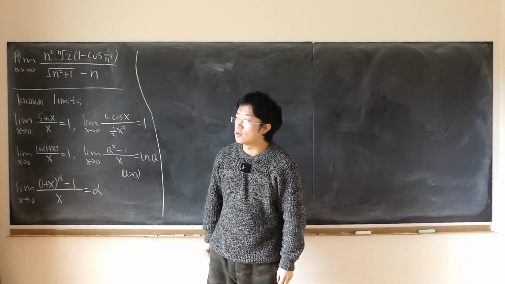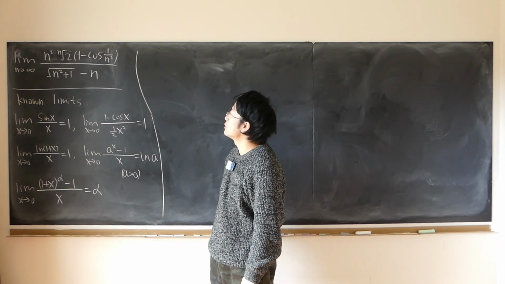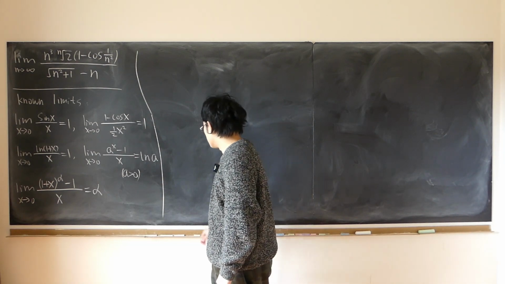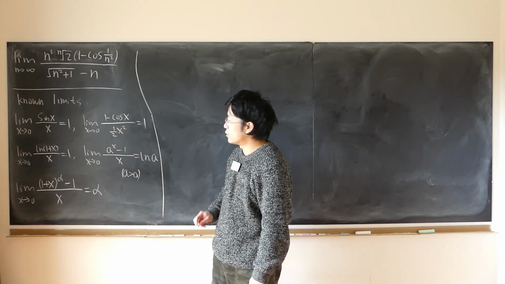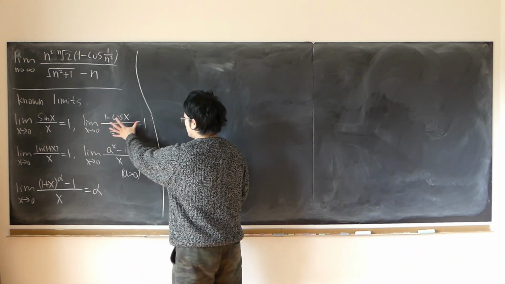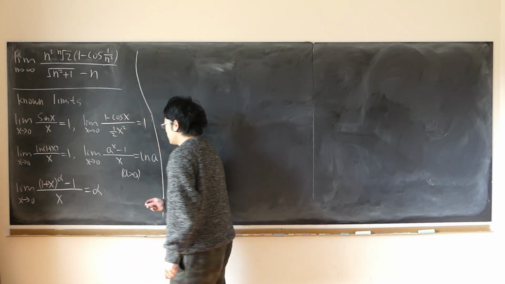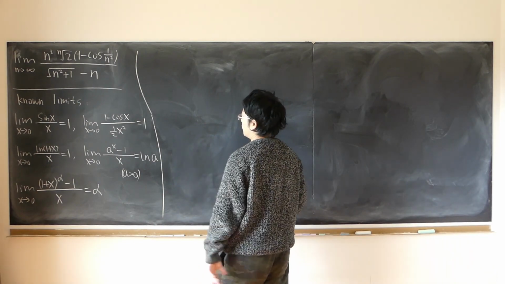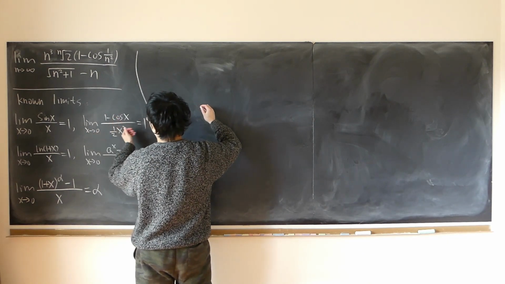To calculate the limit of n to the power of 3, nth root of 2 times 1 minus cosine 1 over n squared over square root of n squared plus 1 minus n, without using L'Hopital's rule or Taylor expansion. Instead, we're going to use this well-known limit to prove this less well-known limit, and to use this kind of well-known limit to prove those kind of well-known limits. Not that well-known, but first of all, using this well-known limit.